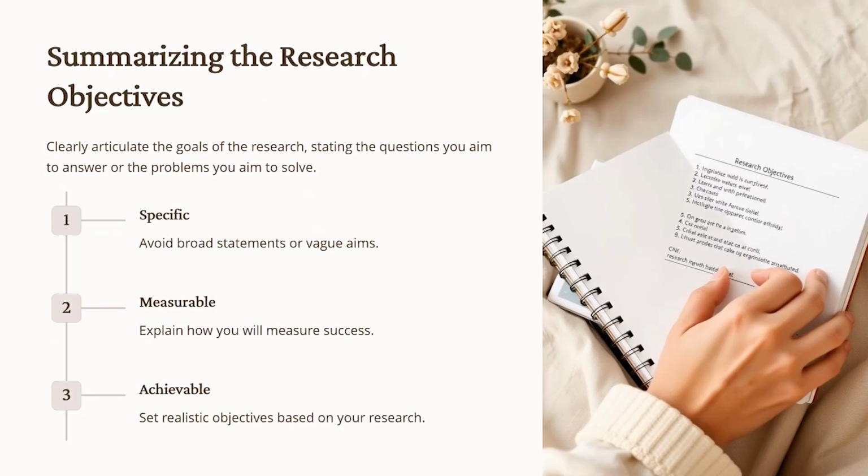As I mentioned earlier, it is important to summarize the research objectives in an abstract. It is important to clearly state the objectives of the research, stating the question or problem you are aiming to answer. Avoid making broad statements or vague objectives. Be clear about how you will measure the success of your research. It is also important to set realistic goals that can be achieved based on your research.